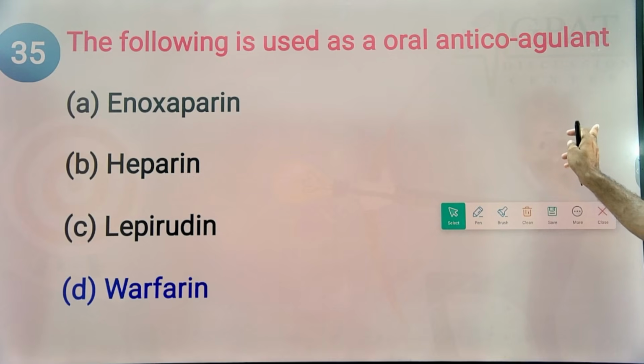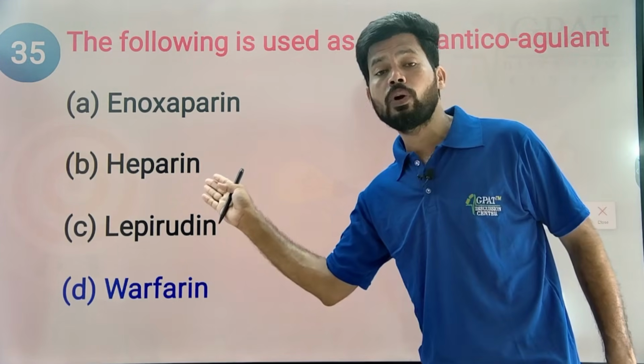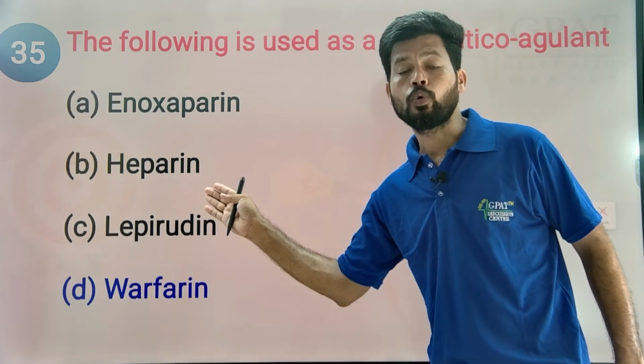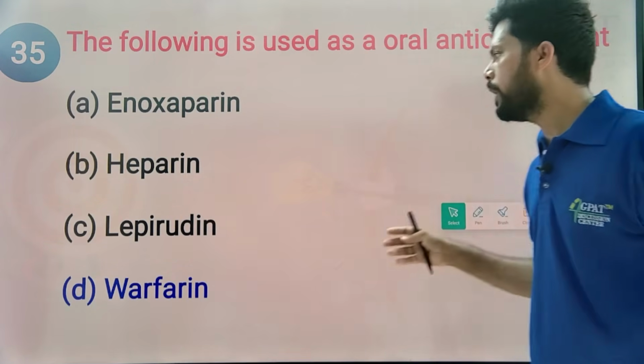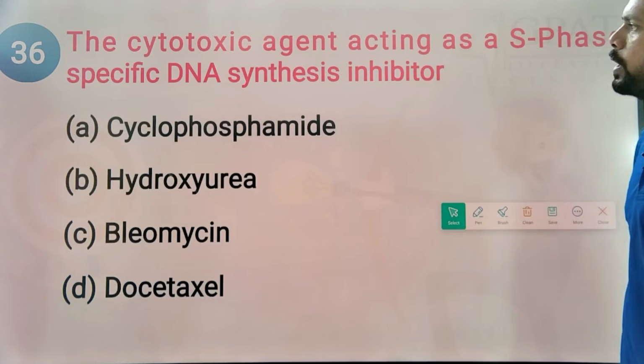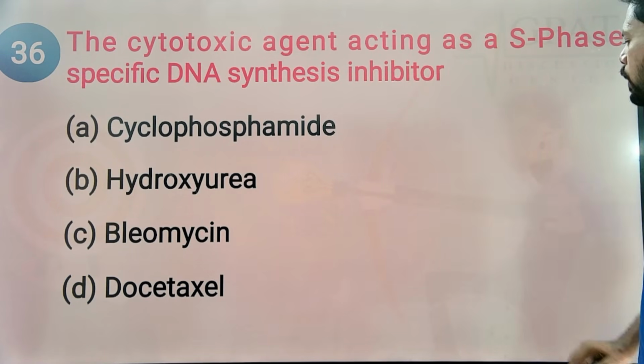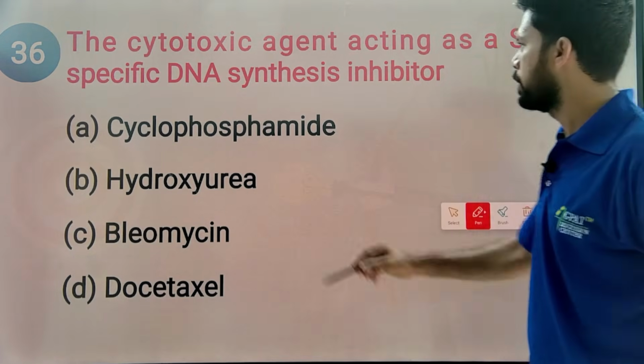Warfarin is an oral anticoagulant and the remaining are all parenteral, because heparin, because of large molecular weight and ionic nature, is not suitable for the oral route. No good absorption through oral route. That's why heparin is parenteral, and warfarin, because of small molecular weight and good absorption, is taken by the oral route of administration. Next question.